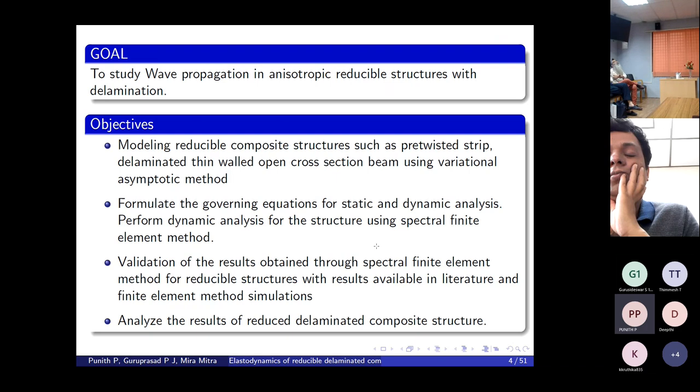So the final goal was to study the wave propagation so that this delamination can be detected in the open and closed cross section beams. To achieve this, we modeled this as an equivalent 1D beam, and we formulated this using the normal Hamiltonian procedure, and we validated this with various literature and 3D simulations, and we also have done a few analyses of the validated models.